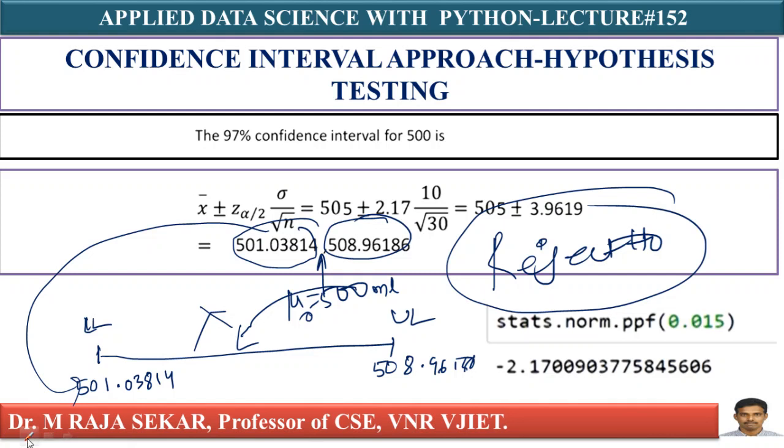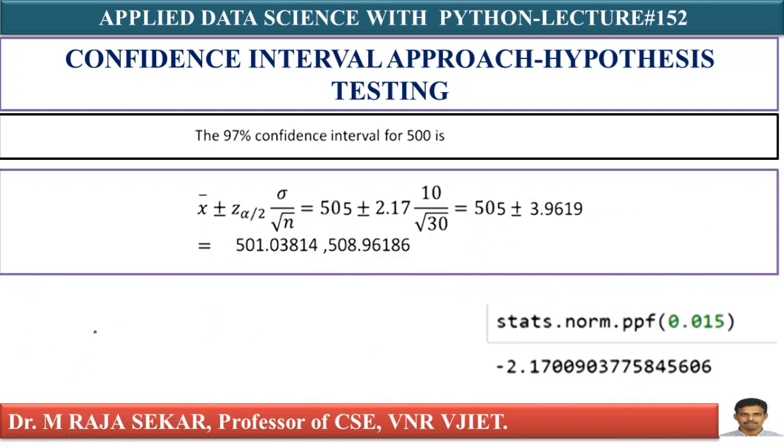I already discussed the p-value approach and the critical value approach. Now we discussed the confidence interval approach. In all these three methods, the final result is the same. That is, we have rejected H naught in all three cases.